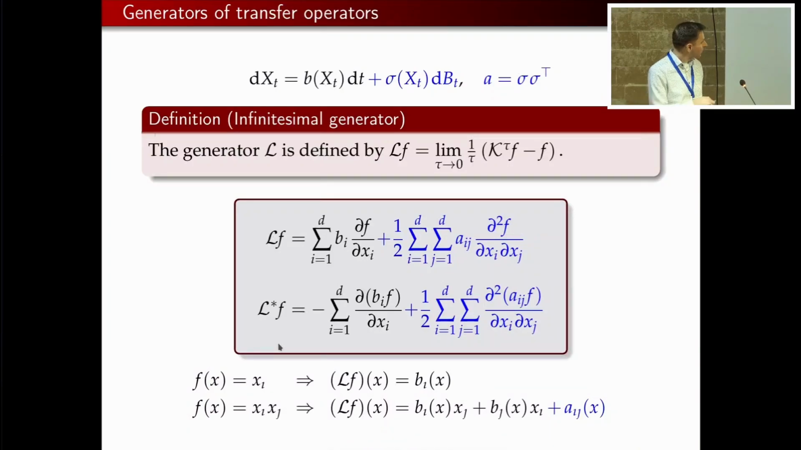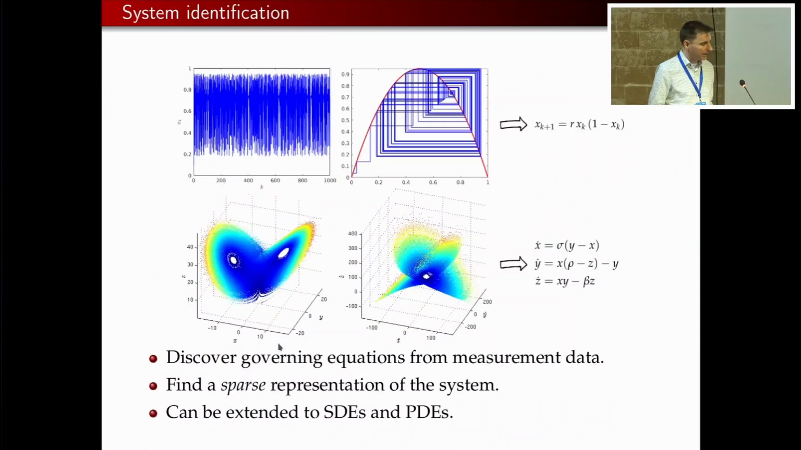And you can use the same trick also to identify the diffusion term by applying the Koopman generator to observables of this form here, x_i multiplied by x_j. Then you can see that you can extract not only the drift term, but also the diffusion term. So in this sense, it's also closely related to system identification. So this is a different application.